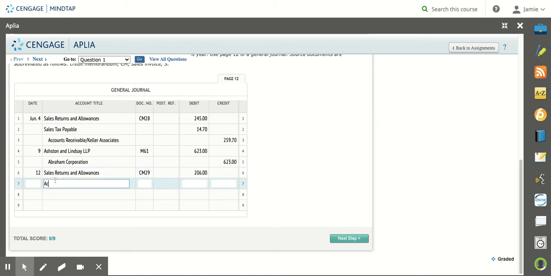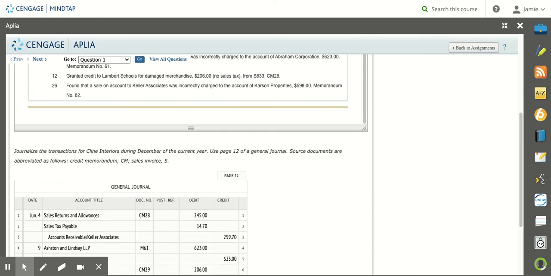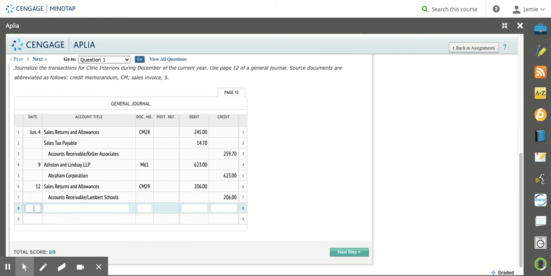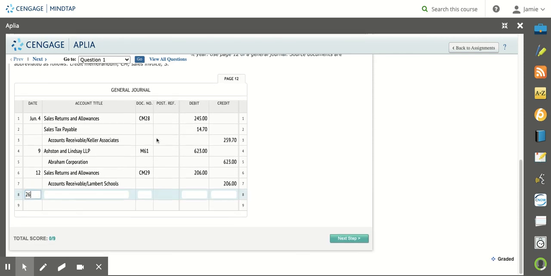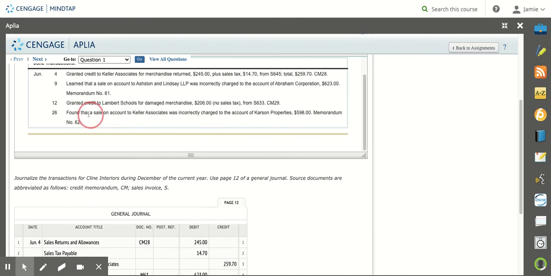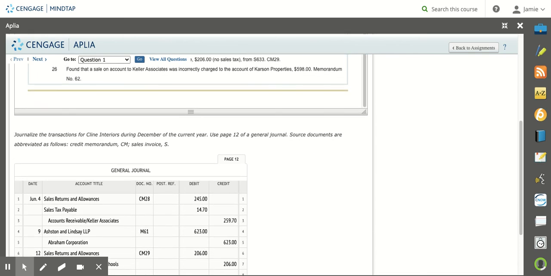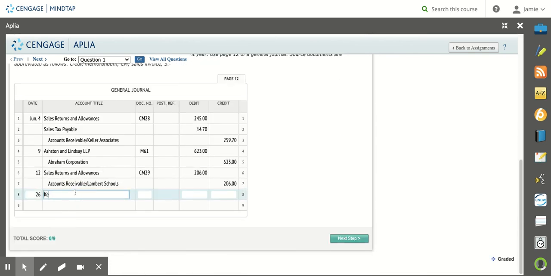And then we want to credit the account for $206. So we have a credit memorandum. We need to credit the accounts receivable account, credit and credit. Our last transaction is another correcting entry on the 26th. The entry says that we found out that a sale on account to Keller Associates was incorrectly charged to Carson Properties. So what we should have done was debit Keller Associates, so we're going to do that now.